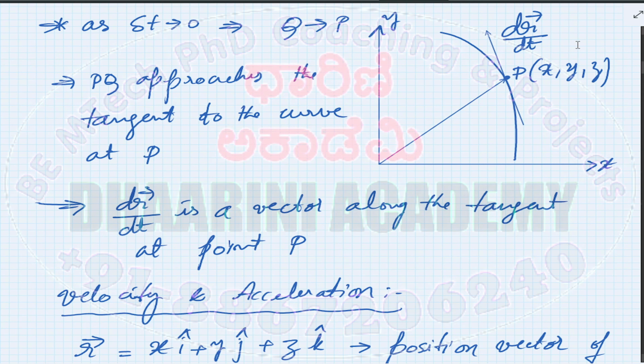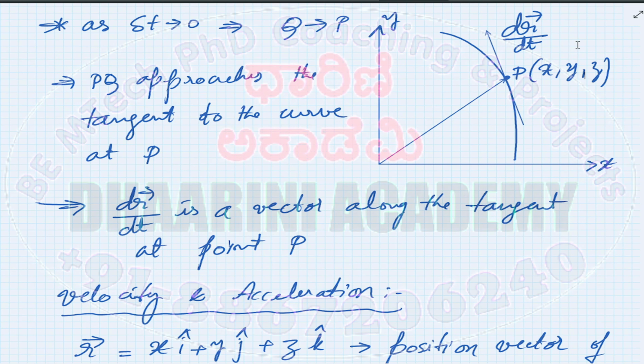Now we can use that concept to understand this. When this delta t tends to 0, what happens? My curve is there as it is, but the delta r, which was a smaller vector pointing from p to q, now when delta t becomes 0, is going to touch the given curve at only one point, that is p.